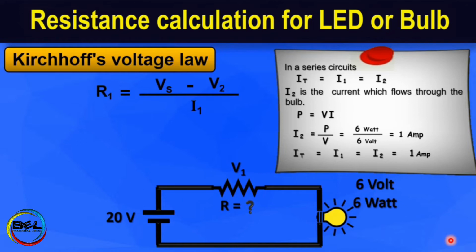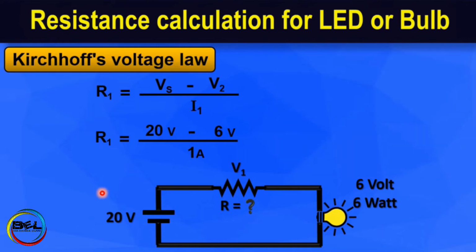So in this situation we can write the equation that R1 is equal to, by putting in all the values, Vs is the supply voltage, that is 20 volt, and V2 is the voltage of the bulb, that is 6 volt, and the current is 1 ampere, as calculated from that equation. Now by solving this equation with the help of a calculator, we find that 14 volt divided by 1 ampere is equal to 14 ohm. So the resistance of this circuit which we have calculated is 14 ohm.